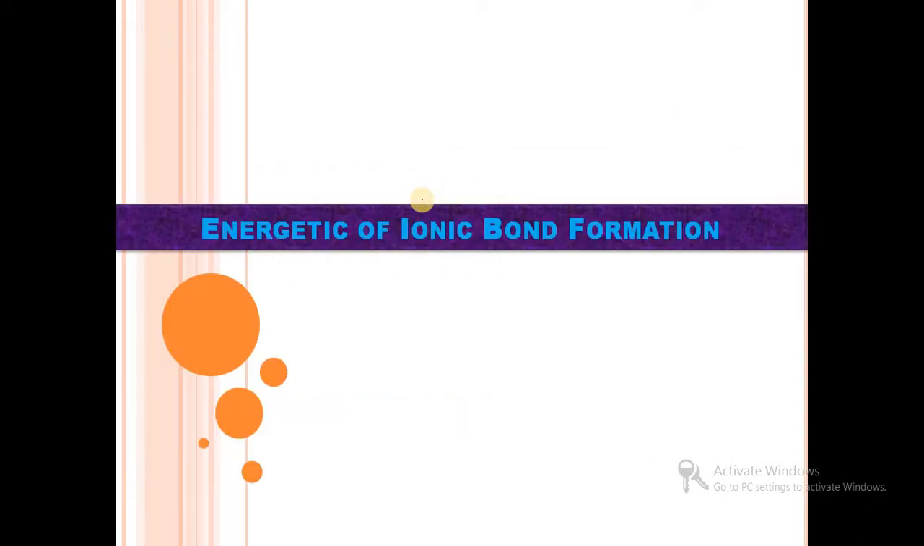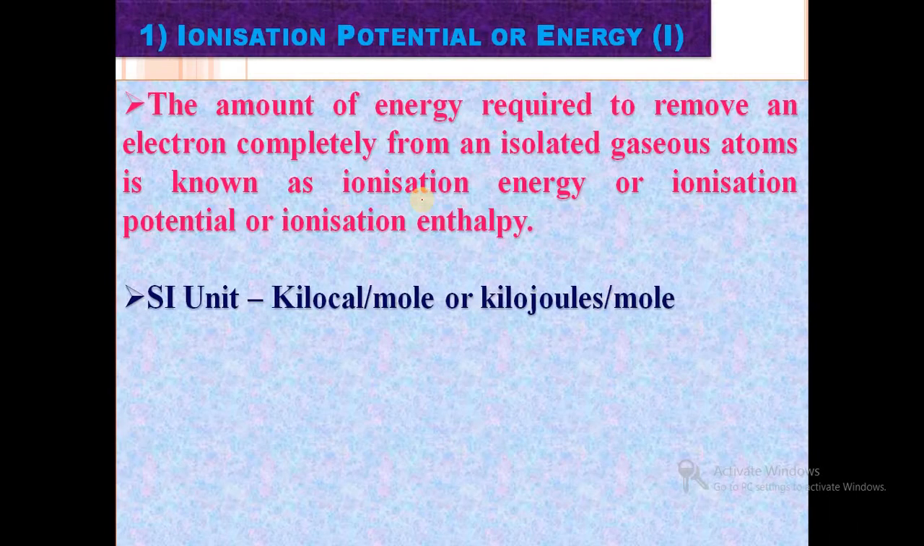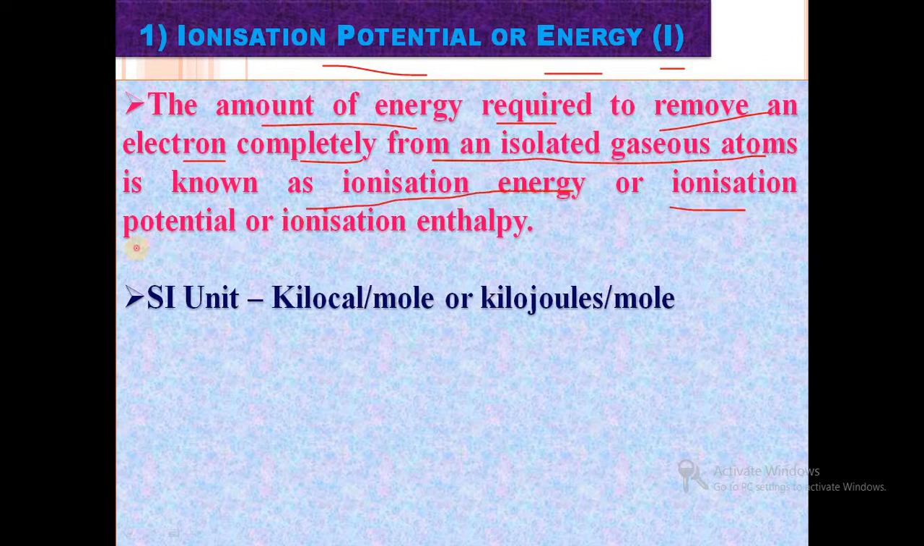Our point is energetics of ionic bond formation, in which the first topic is ionization potential or ionization energy, which is represented by the symbol capital I. First we will see the definition of ionization energy. The definition is: the amount of energy required to remove an electron completely from an isolated gaseous atom is known as ionization energy, ionization potential, or ionization enthalpy.